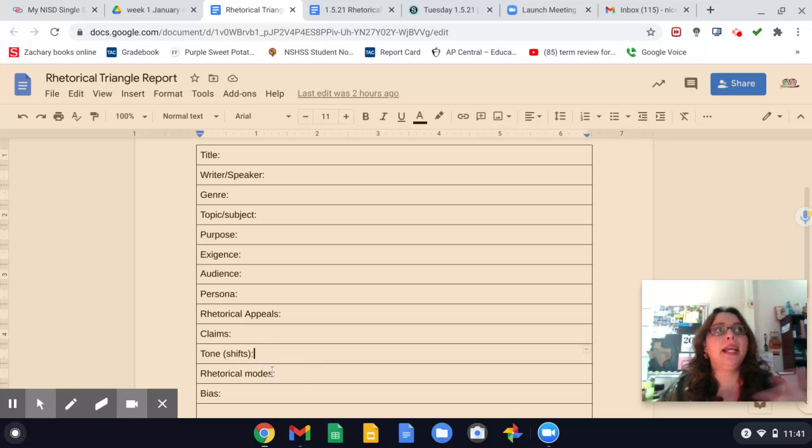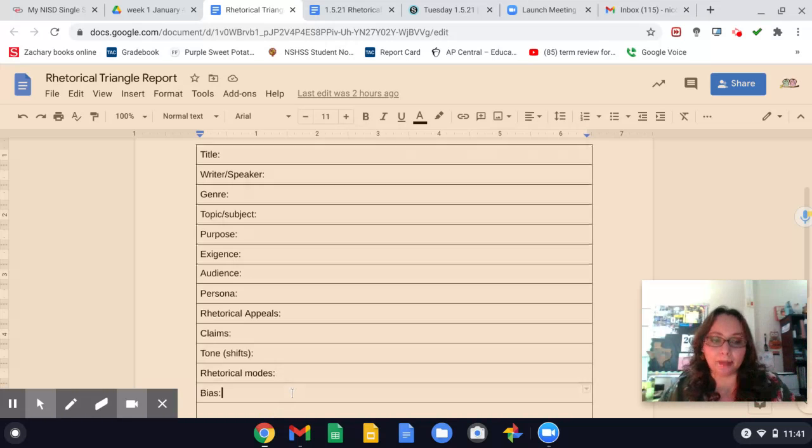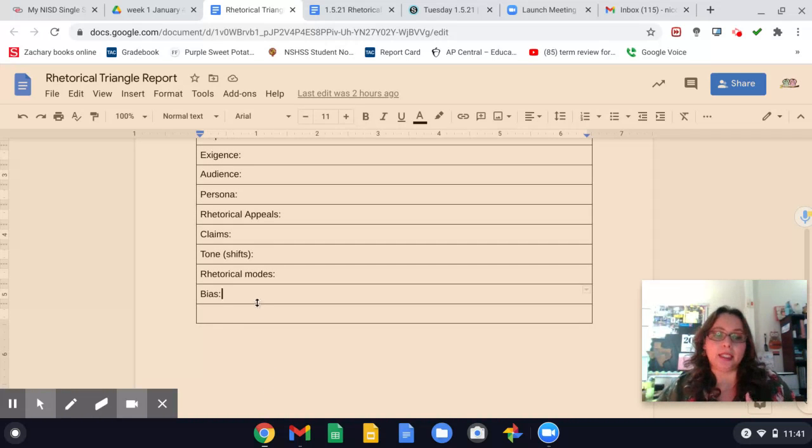Tone, what is the tone? And if you identify any shifts, the multitude of tones. Rhetorical modes, like, is it a definition essay? Is it a clarification? Is it exemplification? Is it a narration? Are they telling a story to get their point across? And then any bias that you see there. And then the blank is for anything else that comes to mind that is evident, that is significant enough for you to write about or mention, that is in the text itself. Because again, I don't want us to get out of practice of the rhetorical analysis.